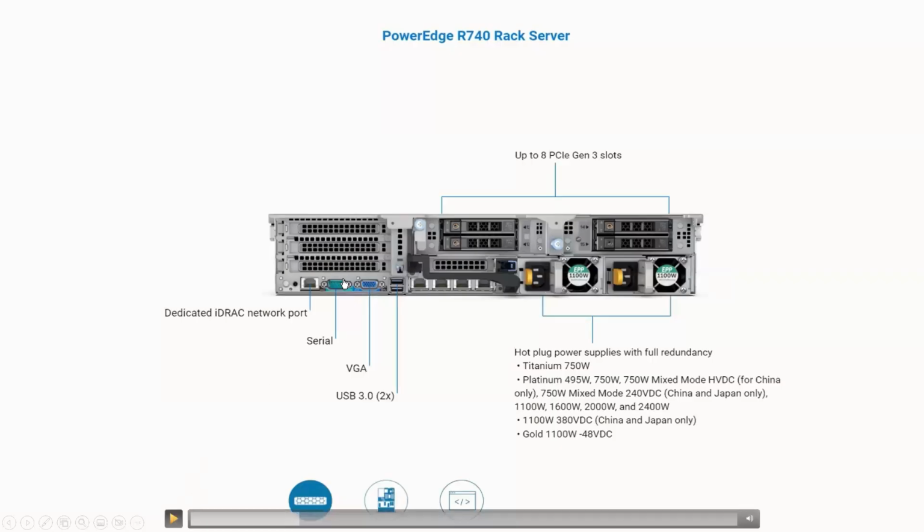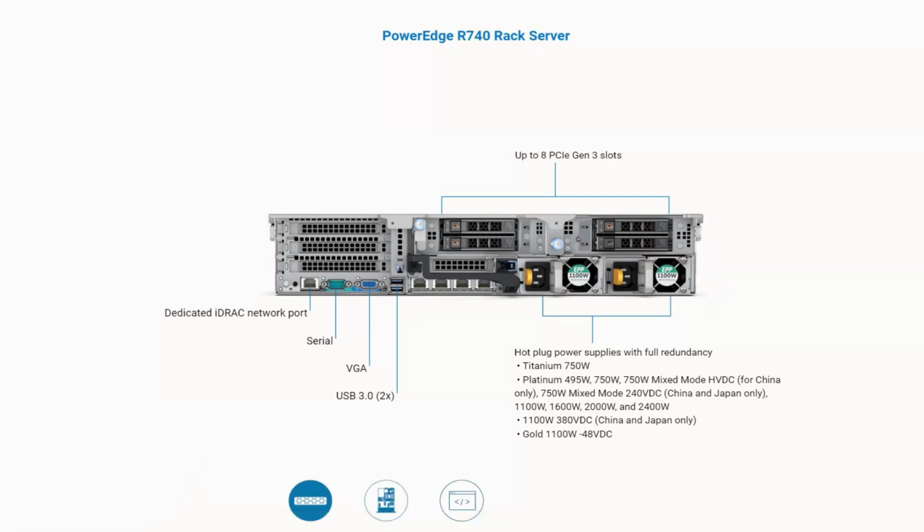So this server has a dedicated iDRAC port. This will be used for remote console. When the normal network is not working, we'll be using this. In HP, we will be using iLO, right?